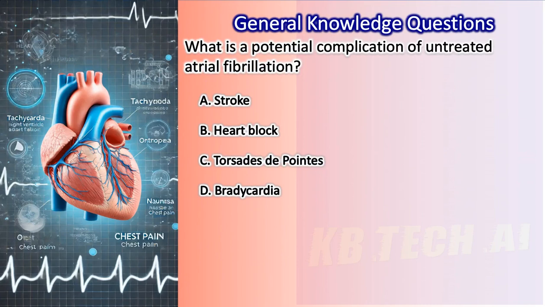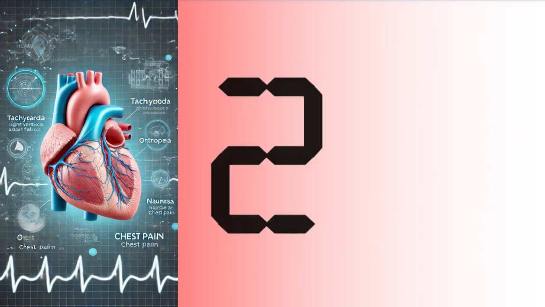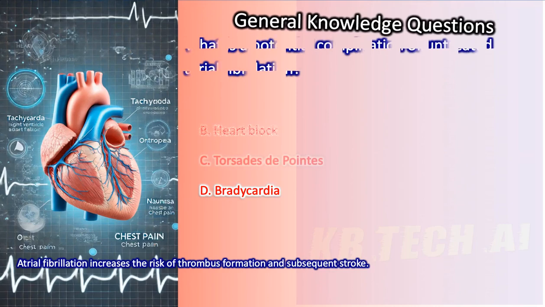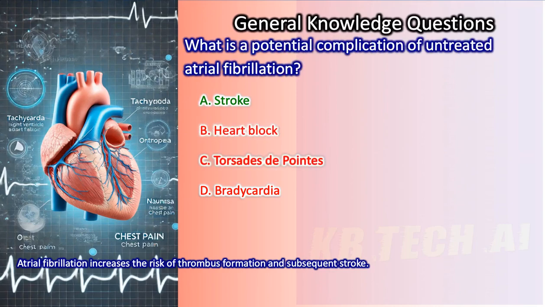Which is a potential complication of untreated atrial fibrillation? Option 1, stroke. Option 2, heart block. Option 3, torsades de pointes. Option 4, bradycardia. The answer is option 1, stroke.